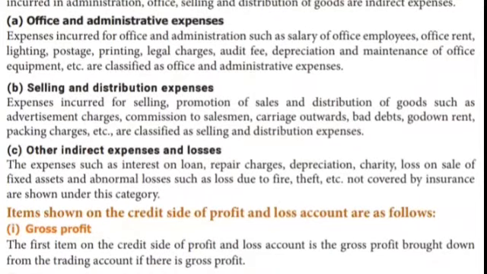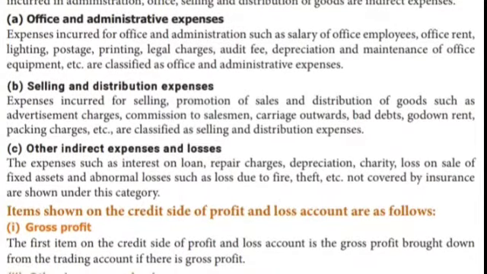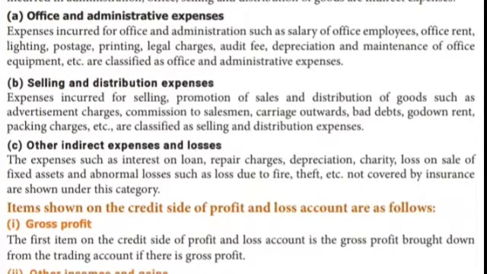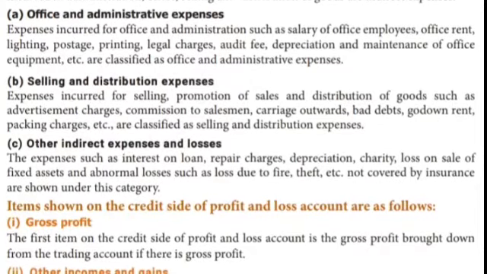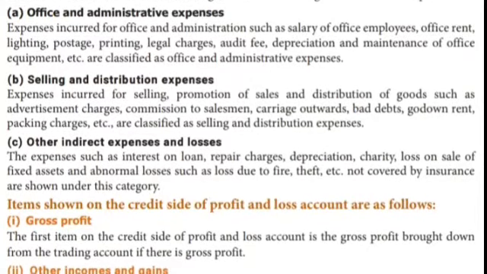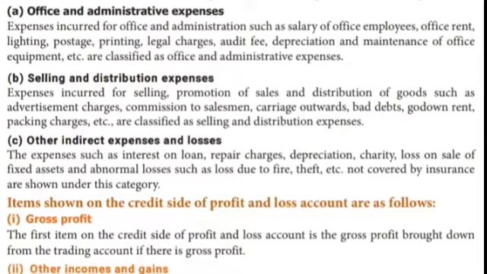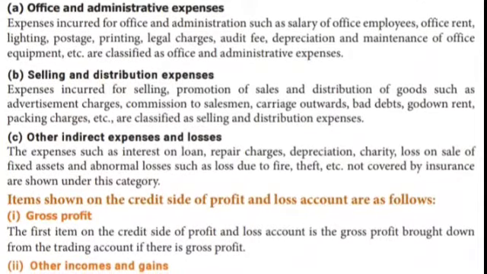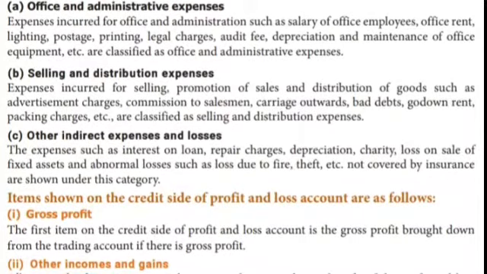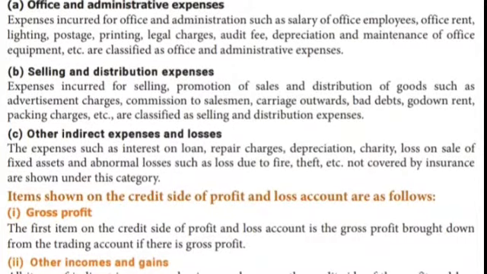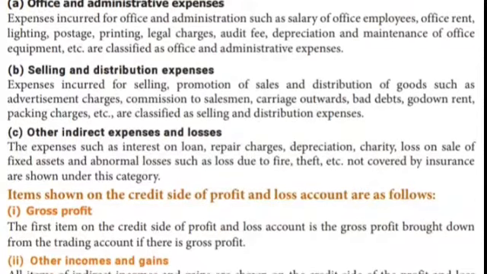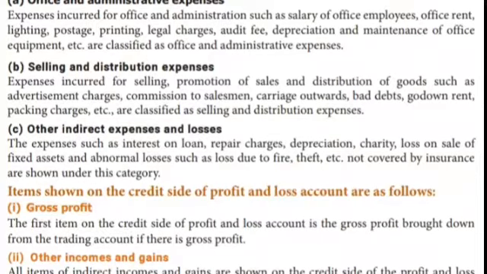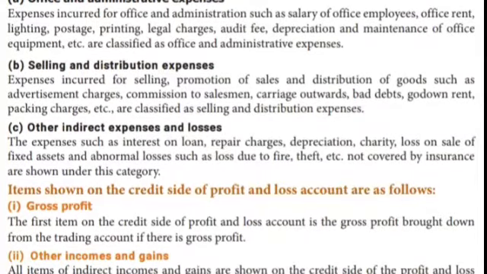Other indirect expenses and losses. The expenses such as interest on loan. See here, other indirect expenses we have to add: interest on loans, repair charges, depreciation, charity, loss on sale of fixed asset, abnormal losses such as loss due to fire, theft, etc. not covered by the insurance are shown under this category. Without insurance, we can add this. All these come under indirect expenses and losses. These are all items shown on the debit side.